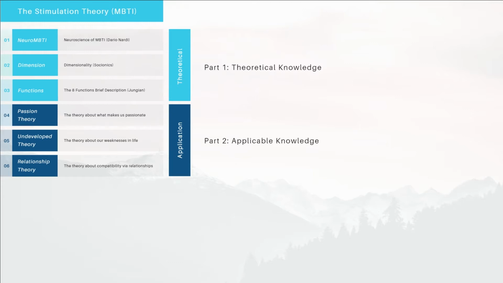And then we're going to go into applicable applications, such as the passion theory, the theory about what makes us passionate, the undeveloped theory, the things about the weaknesses in our lives, and then the relationship theories in terms of compatibility theories. So we're going to break this into part 1, which is going to cover the theoretical knowledge, chapters 1, 2, and 3, and then we're going to go into the applicable applications and theories that you can use in your daily lives, chapters 4, 5, and 6.